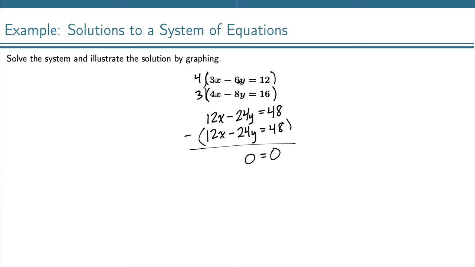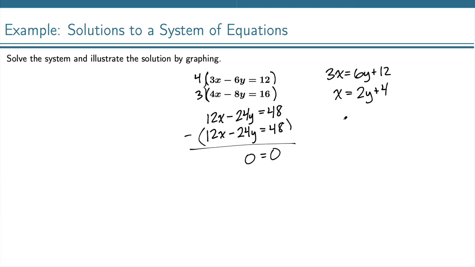So if I solve for x right here, I have 3x equals 6y plus 12, and then divide by 3, and I get x equals 2y plus 4. And so that's my solution. Anything on that line is a solution.